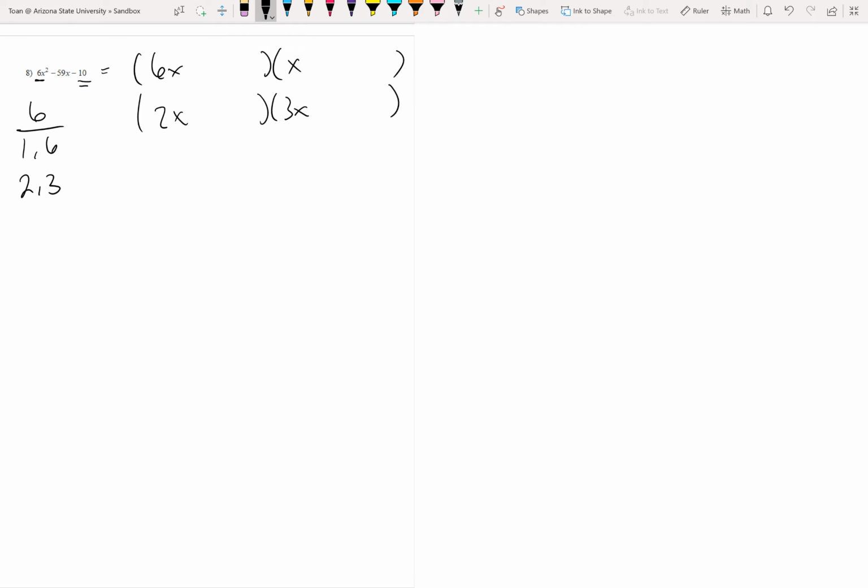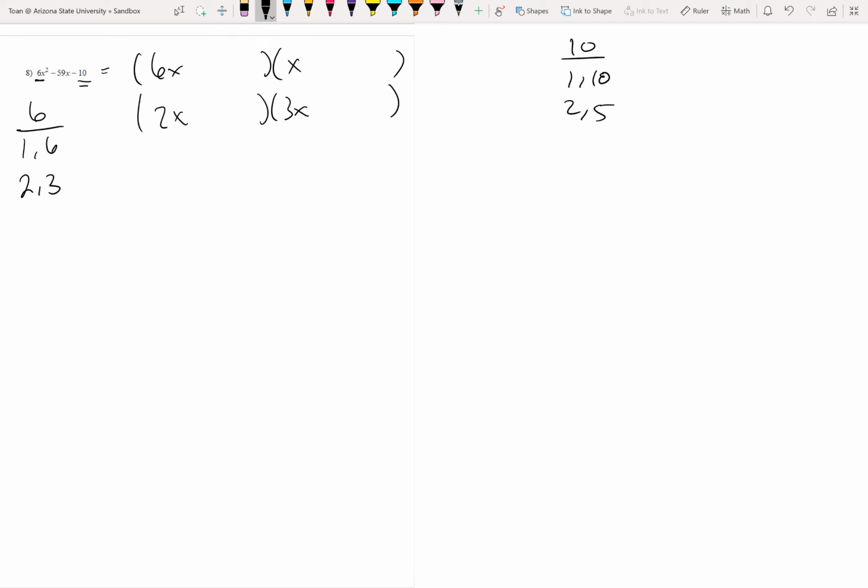And the last number is a 10, so you pairwise factor 10, 1 and 10, 2 and 5. So you got more guesswork, and that's all it is. Factoring quadratics isn't anything special or crazy different. It's just you got to put some work into it. So I'm not going to explain this problem. It's the same logic as the previous two.